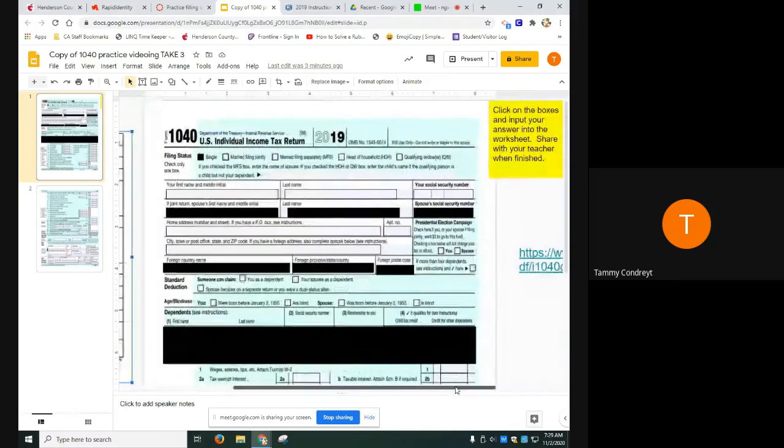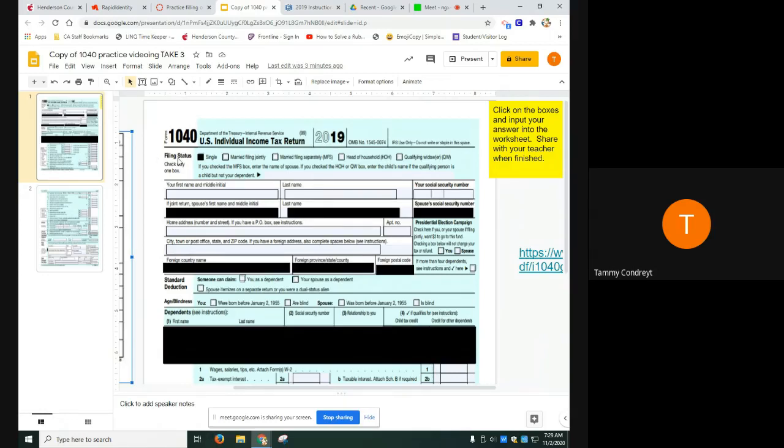Then beside it, you have your 1040 U.S. Individual Income Tax Return. This is the newest form. It was for last year. So in January 2021, people will be filling out the 1040 2020. So you do it for the year before.